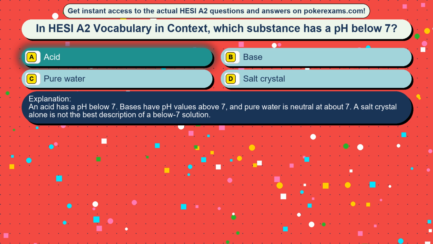Bases have pH values above 7, and pure water is neutral at about 7. A salt crystal alone is not the best description of a below 7 solution.